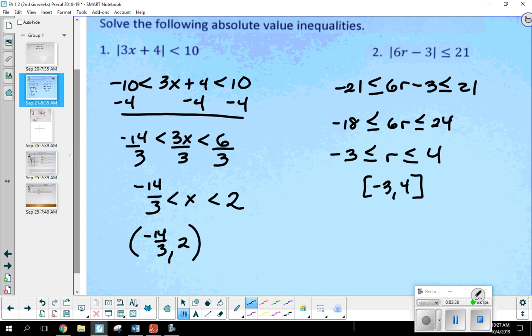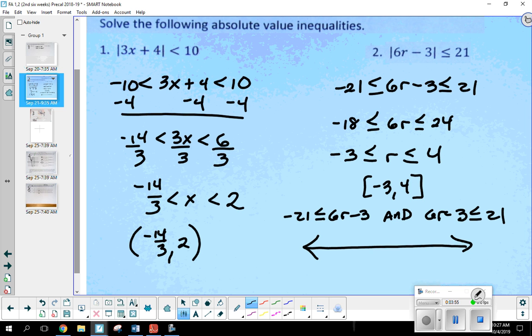Oh, you can absolutely do that. You could go ahead and say, for this one here, negative 21 is less than or equal to 6r minus 3, and 6r minus 3 is less than or equal to 21. Okay. So if you were to look at it graphically, you'd have another one of those situations where one would be shading one way, another would be shading another, and you'd be looking for the intersection, which is your compound inequality.